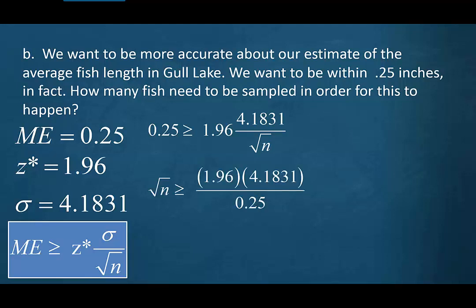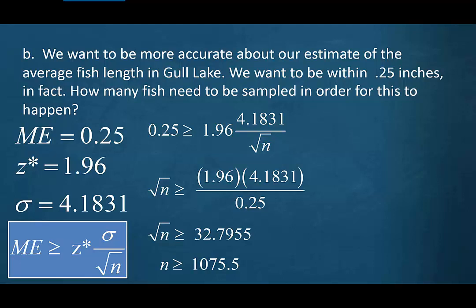Solve for n, multiplying both sides by root n, dividing by 0.25, and we simplify the right side. We're going to get root n is greater than or equal to 32.7955. Squaring both sides, we get n has to be greater than or equal to 1075.5. So we'll round that up to 1076 as the sample size needed to get within 0.25 inches for a margin of error.